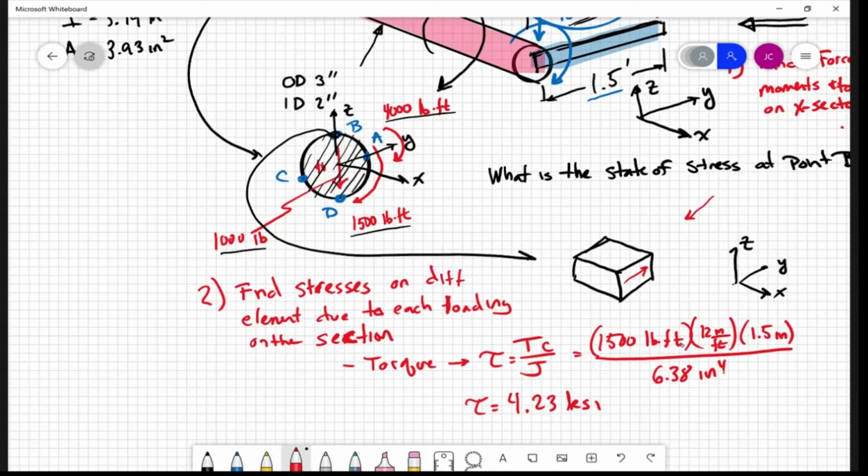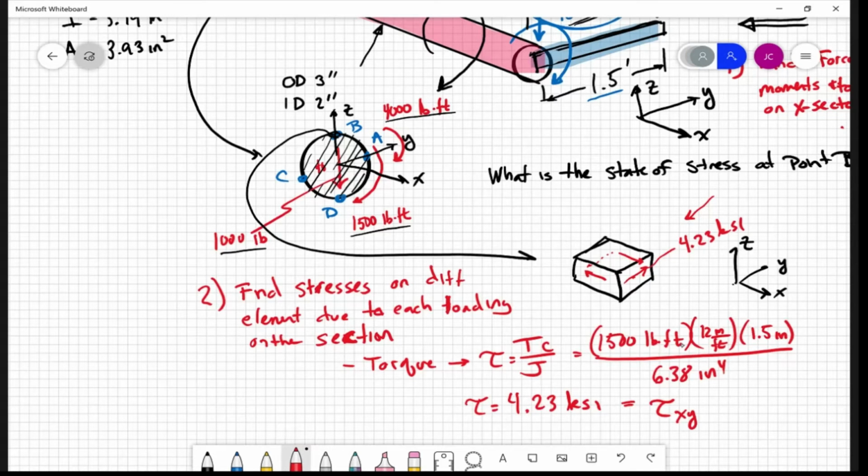Now, obviously, that's not the full state of stress. That has to be balanced with the typical shear stress type of couple. But that's what's acting there. So the shear stress due to torsion is really a shear stress acting in the XY plane, and it's acting in this direction. So this here is the 4.23 KSI, okay?